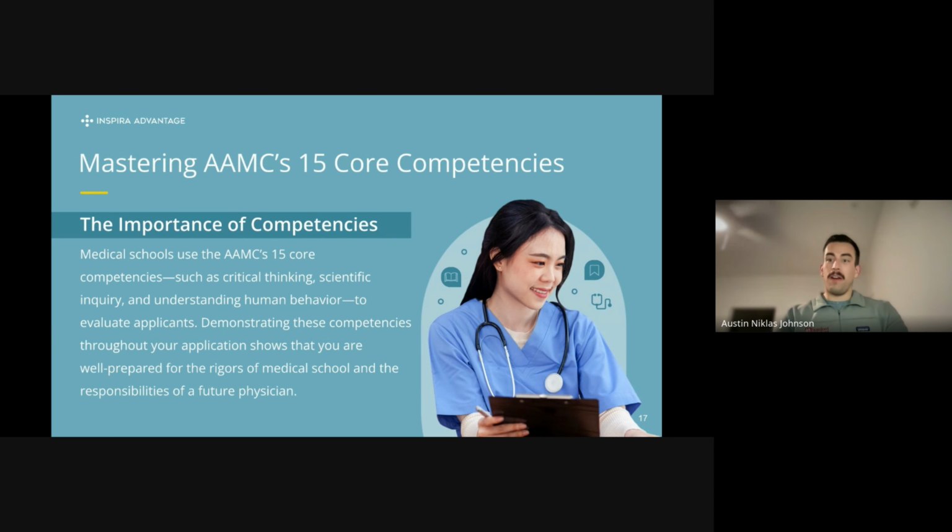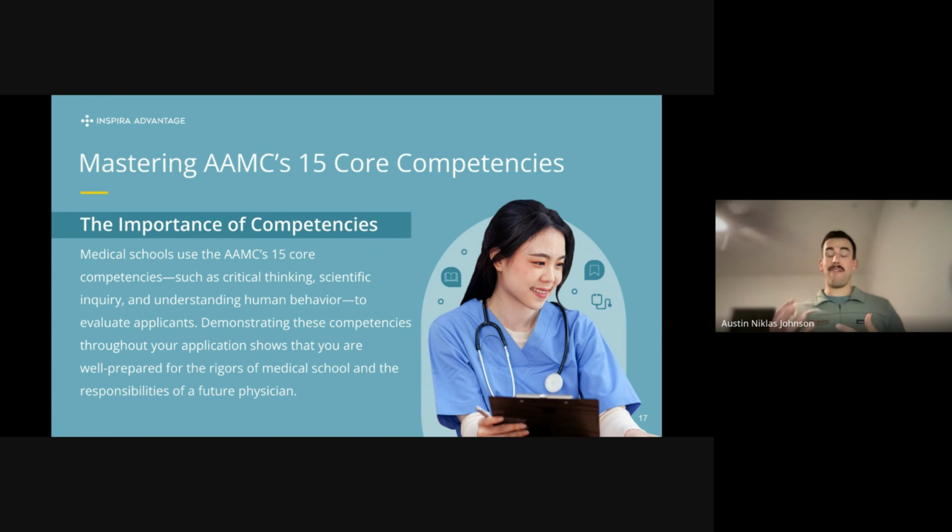Now, there are those 15 core competencies that are out there. So I mentioned a few. They break them up in different ways, like scientific inquiry, pretty much like curiosity in the scientific sense, understanding human behavior, that empathetic, curious compassion towards people, and things like critical thinking, these ethical scenarios that are going to be in the gray zone. They base their evaluations, they being admissions committees, on how you perform in all these areas.